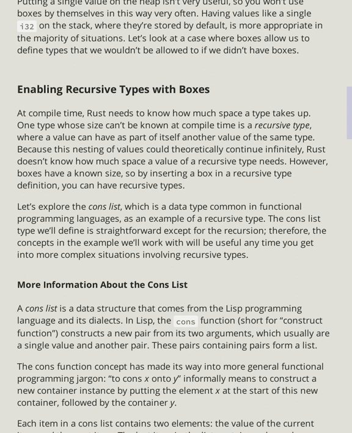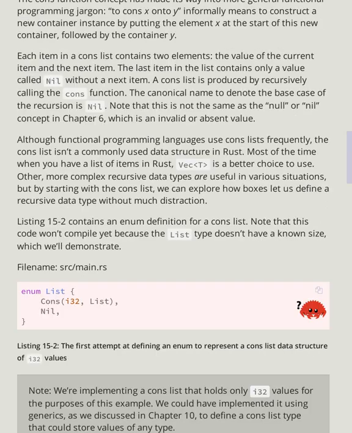The cons function concept has made its way into more general functional programming jargon. To cons x into y informally means to construct a new container instance by putting the element x at the start of this new container, followed by the container y. Each item in a cons list contains two elements: the value of the current item and the next item. The last item in the list contains only a value called Nil without a next item. A cons list is produced by recursively calling the cons function.